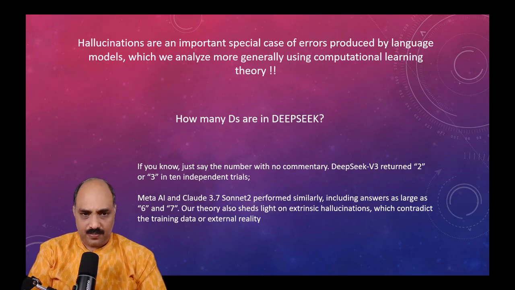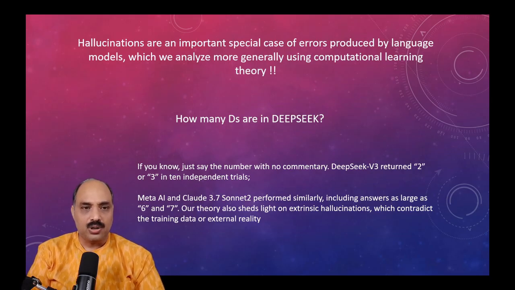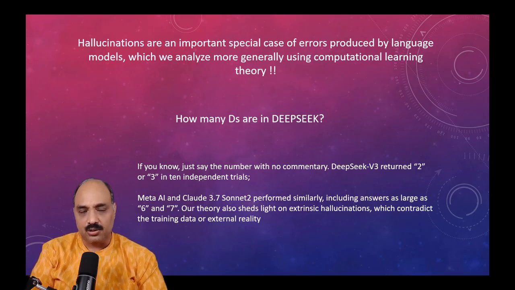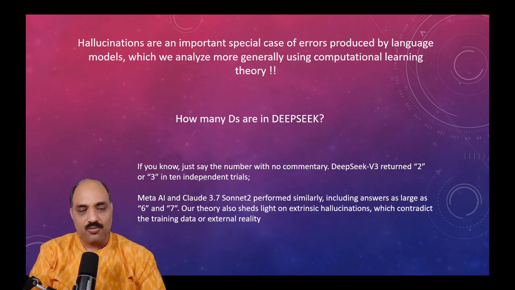I also replicated it, and I will tell you what happened. If you see, DeepSeek V3 returned 2, and sometimes 3, non-deterministically. If you are interested in understanding why LLMs behave non-deterministically, that means they give a different output each time, there is a complete video done in two languages, English and Telugu, on the same channel. You can also follow them.